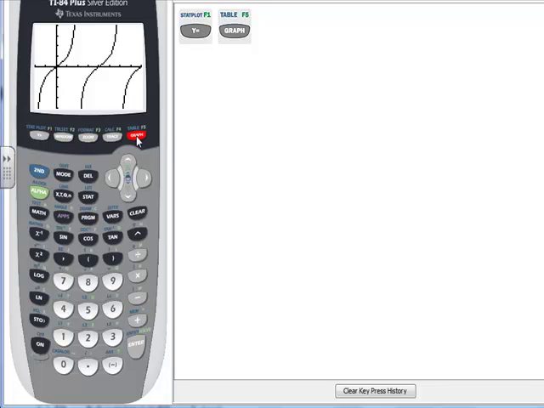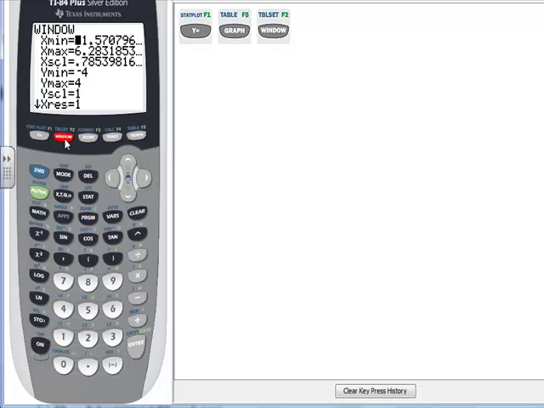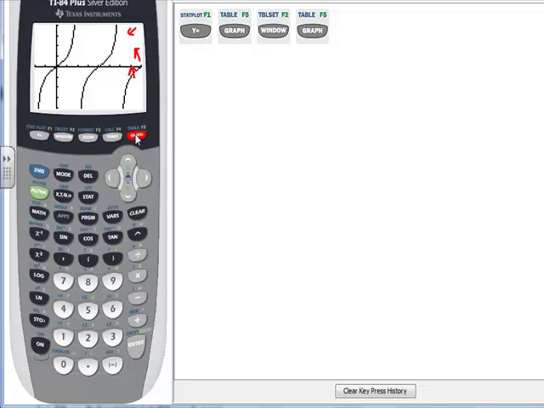So what I've actually done is I've gone into my window and I have put in what I see on my paper. So this is negative pi over 2. I just typed that in right there. And then on my paper, this is going to 2 pi, so I typed that in. And every pi over 4, every fourth of a pi is what the scale marks are. So I just typed that in so that when I look at my graph, I'm seeing what I'm seeing on my paper.